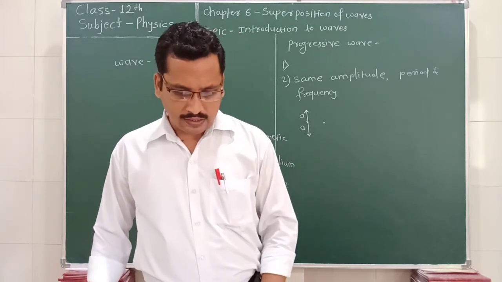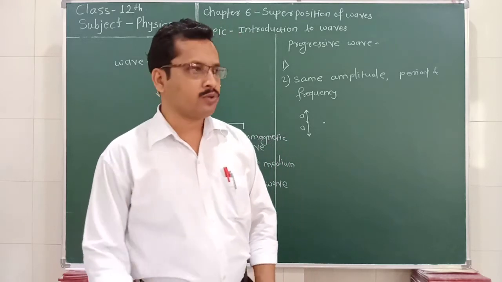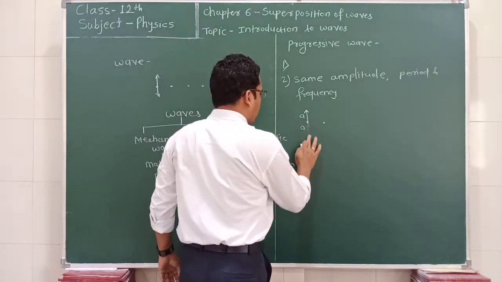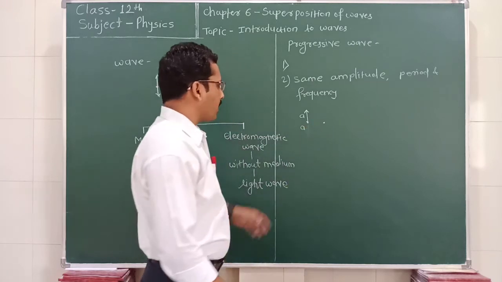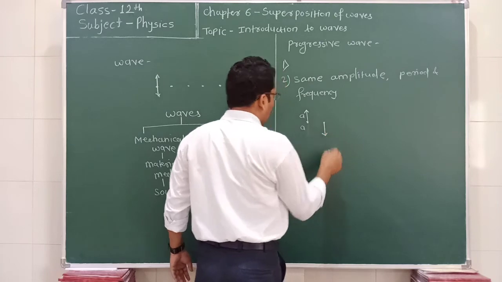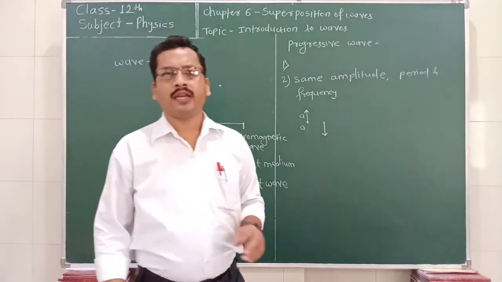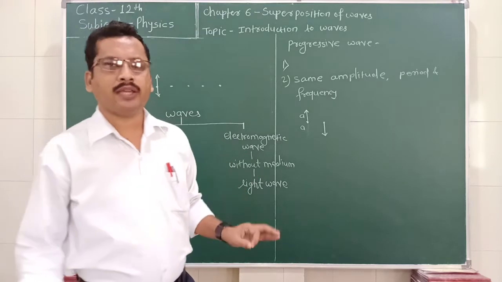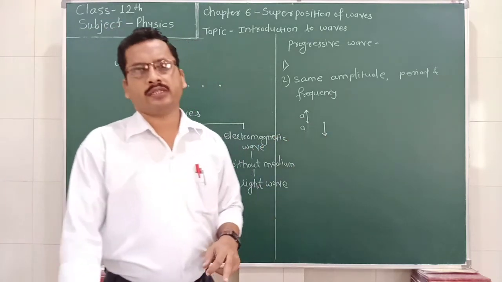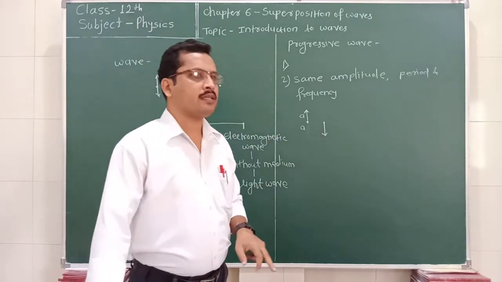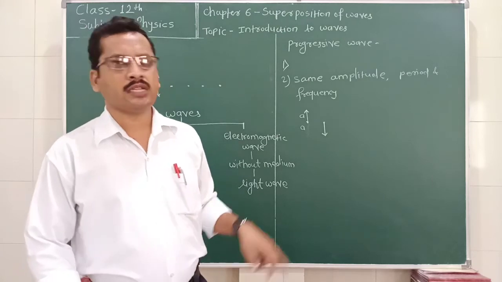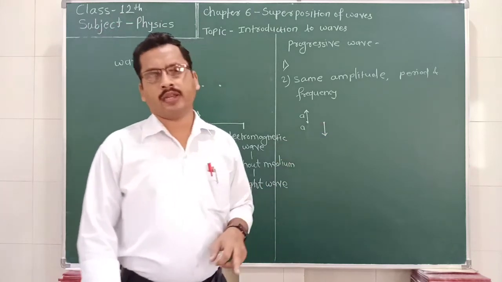The third property is that the phase changes from one particle to another. What is the phase? If the first particle tries to move in the upward direction, the next particle tries to move in the downward direction. So we can say that there is a phase difference of 180 degrees for the neighboring particles. If these are two neighboring particles, then they are out of phase.